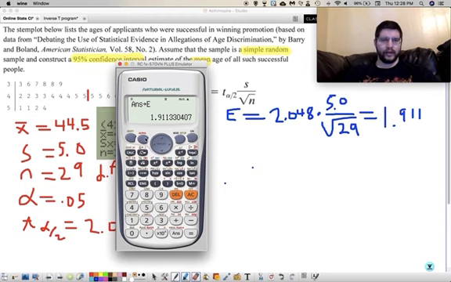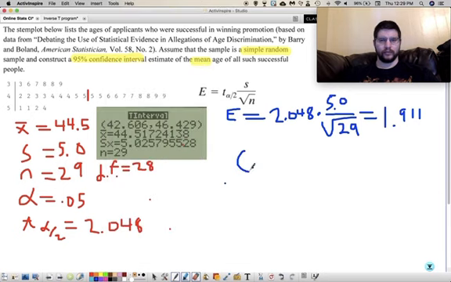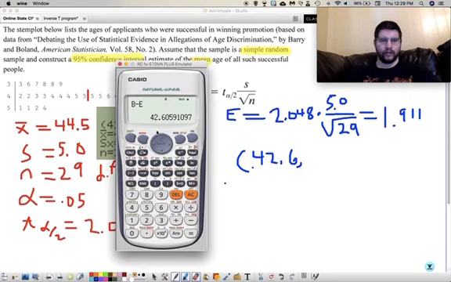Now I have X bar as B, I believe. Let's check. Yep, there it is, B. So I'm going to do B minus my error. That's my lower bound, 42.6. And for my upper bound, I'm going to change that to a plus, 46.4.